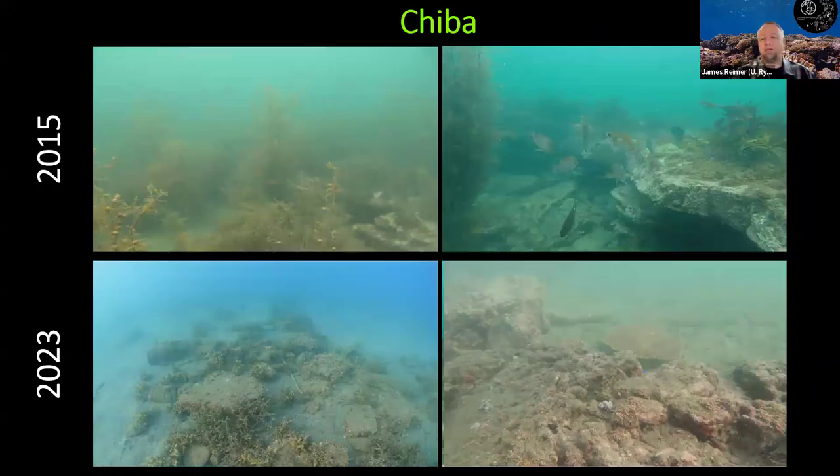2015-16 ecosystem dominated by macroalgae, lots of temperate fish. In 2023, shocking, completely different ecosystem. Most of the macroalgae was gone. There were some table corals. The fish community had completely shifted.